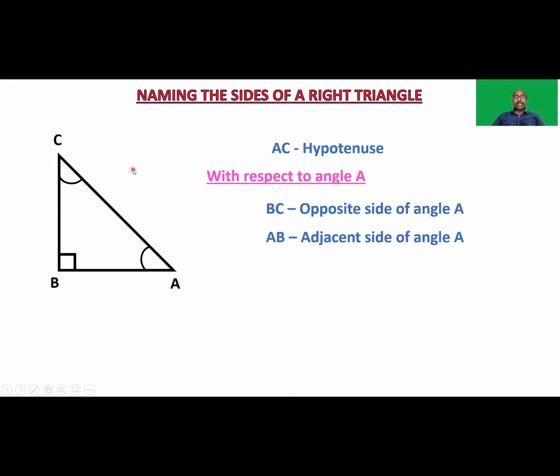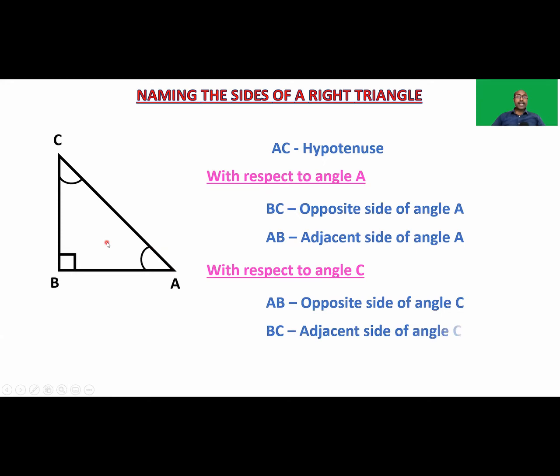And with respect to angle C, we can easily say that AB is the opposite side of angle C, and BC is the adjacent side of angle C. This is the process of naming the sides of a right triangle.